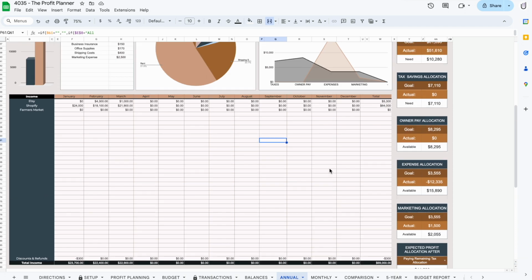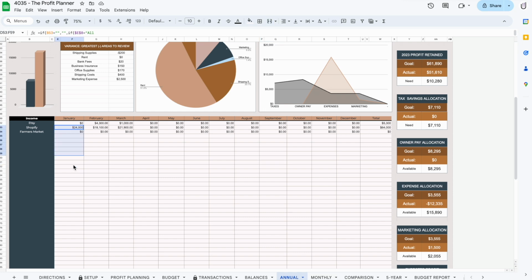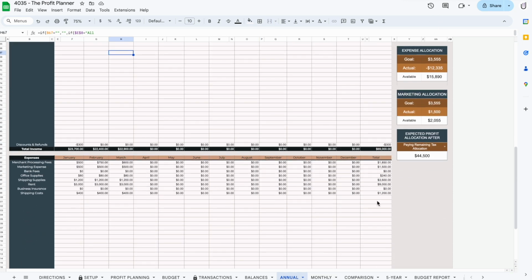And below, you're going to see all of your income categories and your expense categories with the amounts that you've spent and earned in each month for the year, along with your totals on the right-hand side.